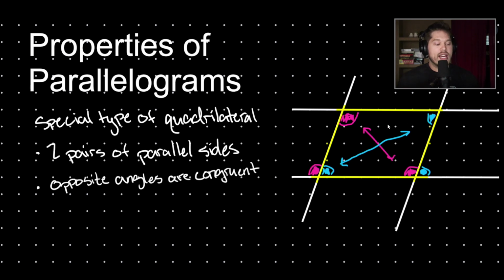Also, notice that the adjacent angles are supplementary. If we look up top again at this pink angle, this bottom blue angle or this blue angle to the right, they are supplementary because either way you look at it, they are same side interior angles. So another property is that the adjacent angles are supplementary.